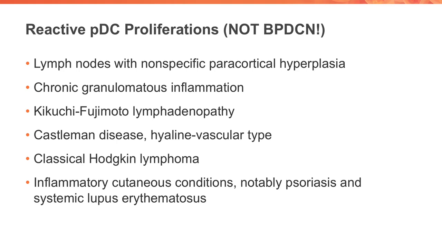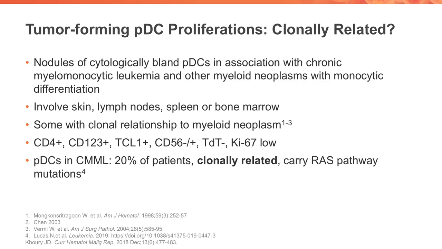In addition to the classical BPDCN, the pathologist can frequently encounter reactive PDC proliferations in various types of diseases. This is not BPDCN, and you can read the different phenotypes which can have the PDC proliferation, including lymphomas, inflammatory conditions, and some cutaneous conditions. However, recently it was recognized that tumor-forming PDC can happen in a subset of myeloid malignancies, and this could be clonally related. For example, these are found in chronic myelomonocytic leukemia and other myeloid neoplasms with monocytic differentiation.